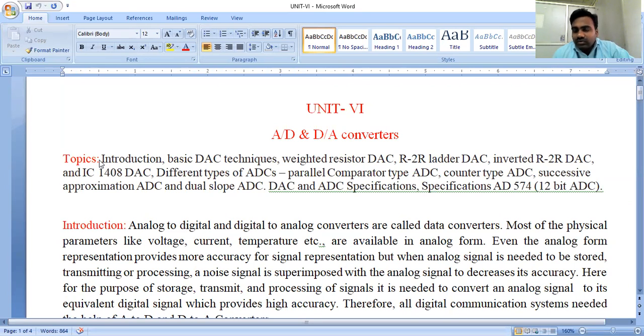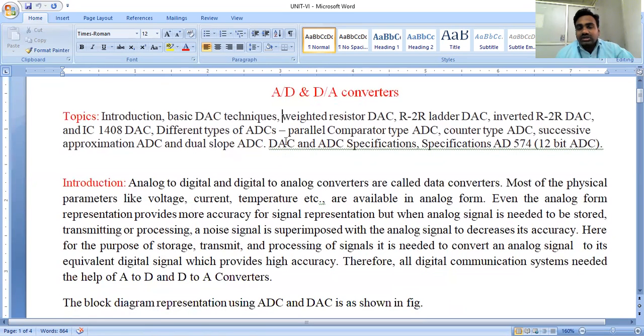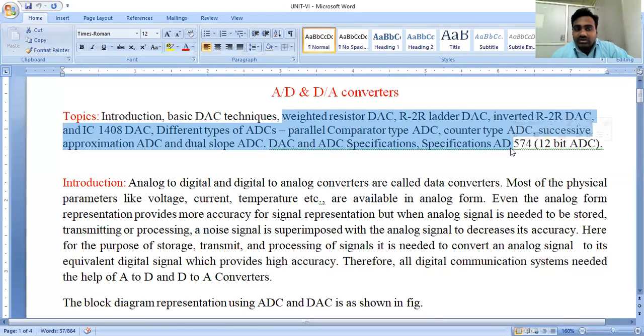We will see in what configuration a digital signal is converted into an analog signal, by using a weighted resistor type digital to analog converter, or an R-2R ladder type converter, or an inverted R-2R converter. Here we will also introduce a new integrated circuit, the series 1408 digital to analog converter.